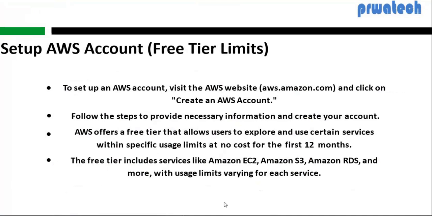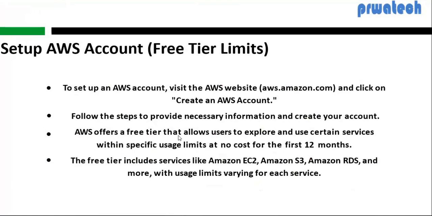And next we'll see how to set up an AWS account, and you will get some free tier limits also. For setting up your AWS account, first we have to visit the AWS website. Go to Google, type AWS, click on the first link, and then click on create an account. After that, you have to provide some necessary details, for example, email and password, and you have to give some card details. It will charge around 2 rupees and you will get the refund also. And if you do this, you will get around a 12 months free trial.